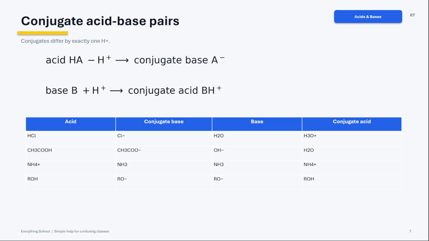When you are asked to find a conjugate base, remove H+. When you are asked to find a conjugate acid, add H+. Do not change the whole molecule. Do not add random atoms. Just change the molecule by 1 proton and adjust the charge.